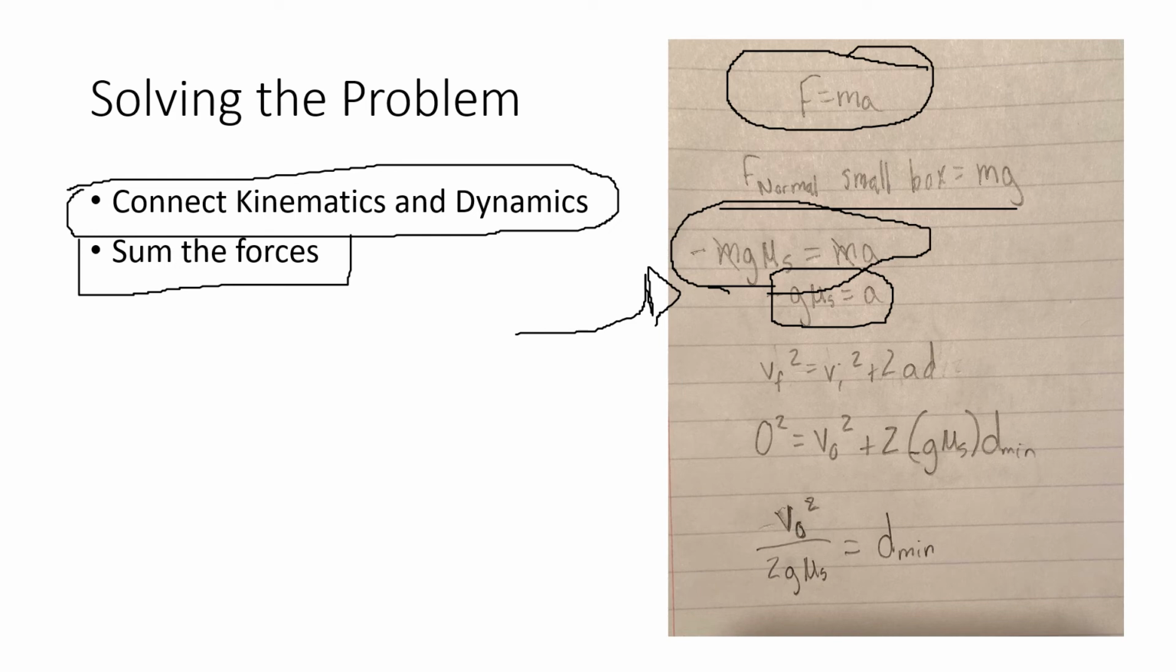So doing this, we are able to plug it into kinematics equations and connect the two ideas together. And using this equation here, Vf squared equals Vi squared plus 2AD, we can say that the block will eventually stop and basically solve for this minimum distance or minimum displacement. So this equates out to be initial velocity squared over 2g mu static.